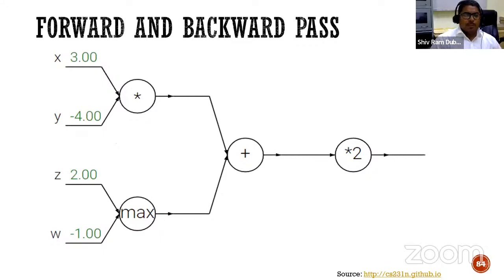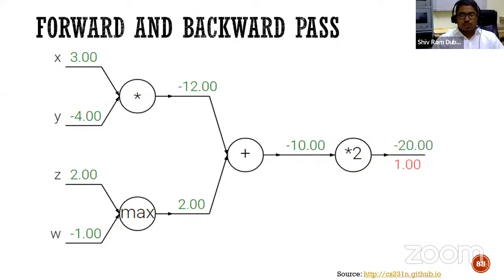Let's take another example with some other function in order to understand this forward and backward pass. Now suppose we have x, y, z, and w. These are 4 inputs. We are doing x into y and taking the max of z and w, and then whatever output we get, we do the summation of this and then multiply by 2. So for these inputs, doing the forward pass, 4 into -3 is -12, max of 2 and -1 is 2. So now -12 plus 2 will become -10, and -10 into 2 will become -20. So this is a forward pass.